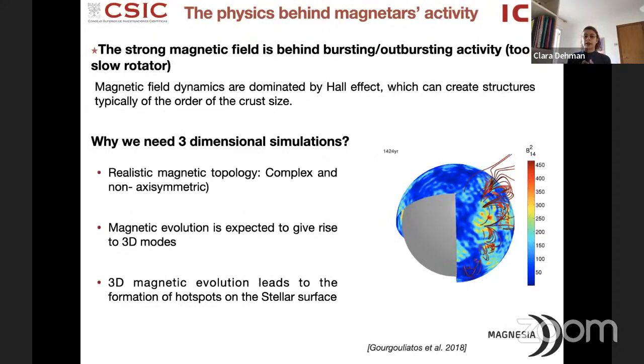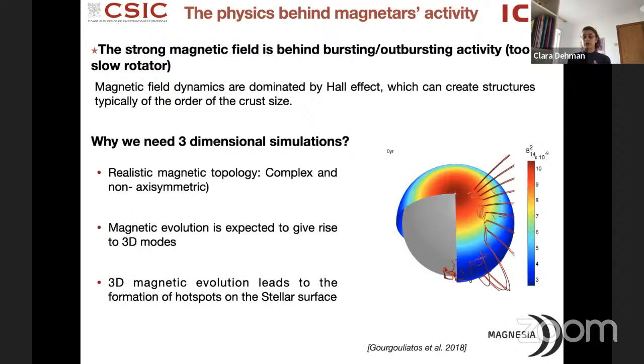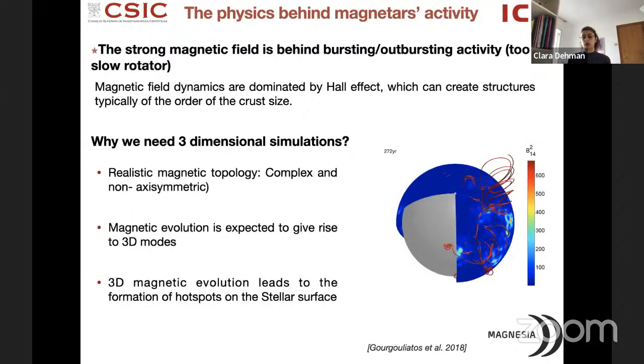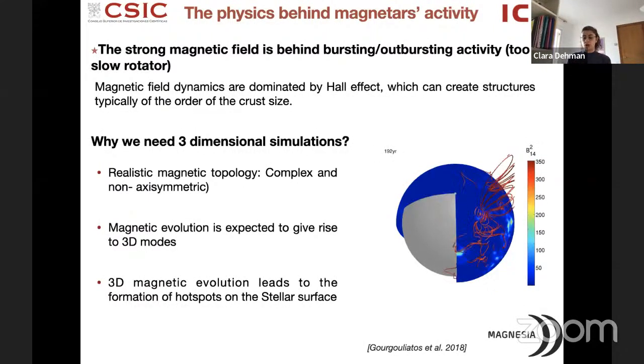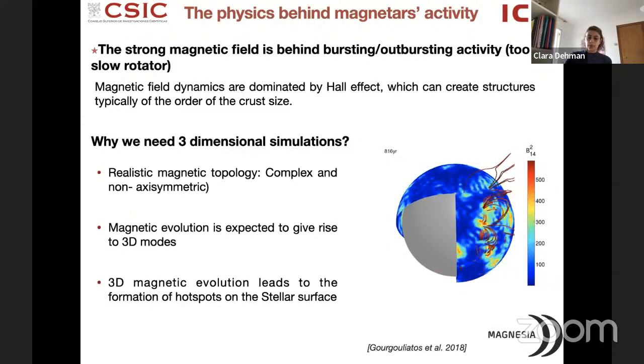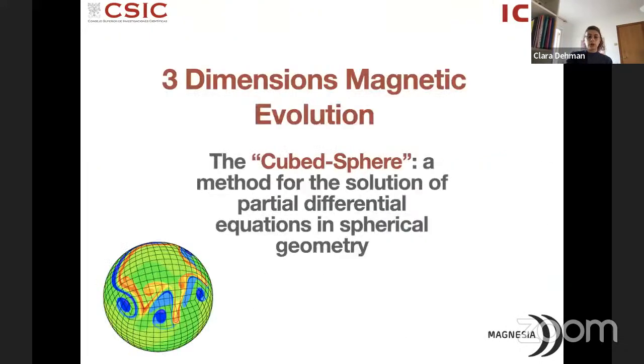Then we also know that the magnetic evolution is expected to give rise to 3D modes, so we need a 3D code in order to study these 3D modes. And finally, a 3D magnetic evolution leads to the formation of hotspots on the stellar surface, as we saw with Stefano last week. These hotspots are basically the ones that are formed, for instance, from an outburst event. In order to describe these hotspots, we need the 3D magnetothermal code. So now let's move on to describe the 3D magnetic code.